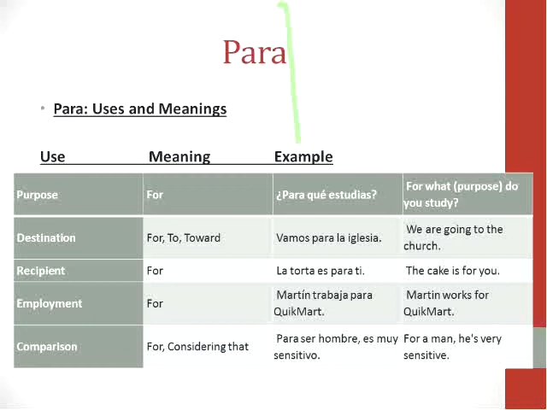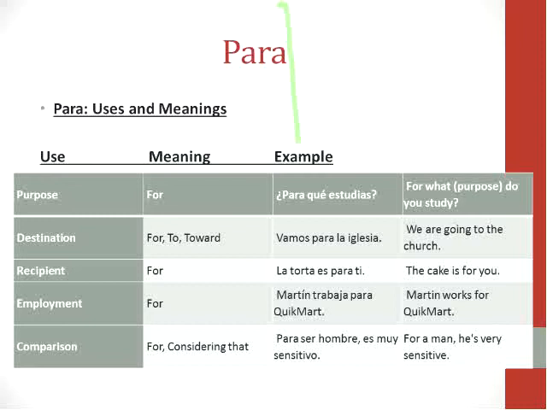Okay, when something is going to be given to someone, when someone as a recipient is being indicated, that sense of the use for would be the word para. La torta es para ti. The cake is for you. Okay, when it's a gift. Okay, also when it's a case of employment.